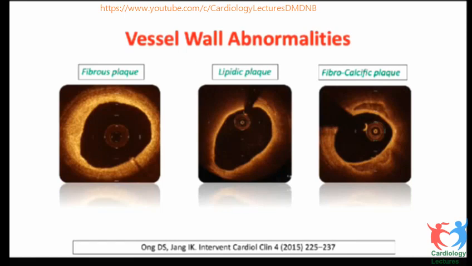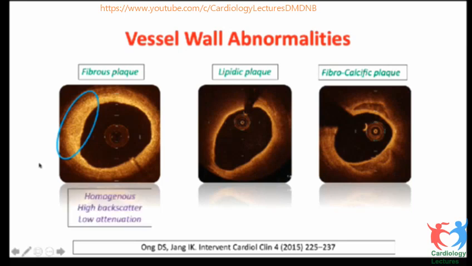See the first image here. This is a homogeneous structure with high backscatter because it appears bright, and low attenuation because you are able to see the deeper structures. We saw these three characteristics: homogeneous, high backscatter and low attenuation. Fibrous tissue.